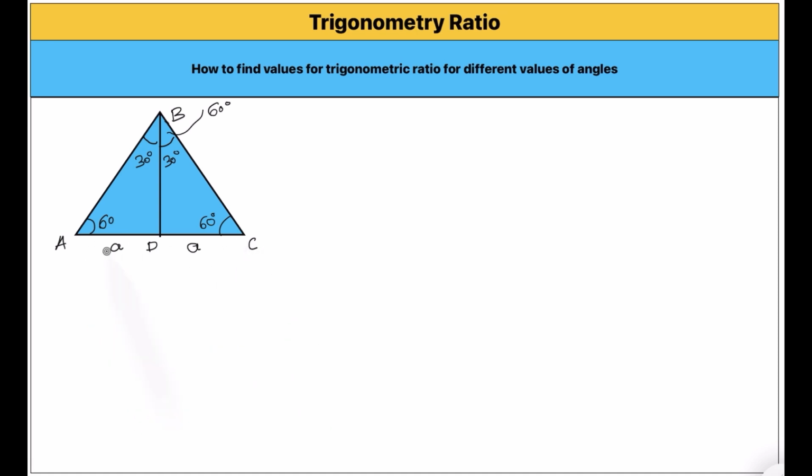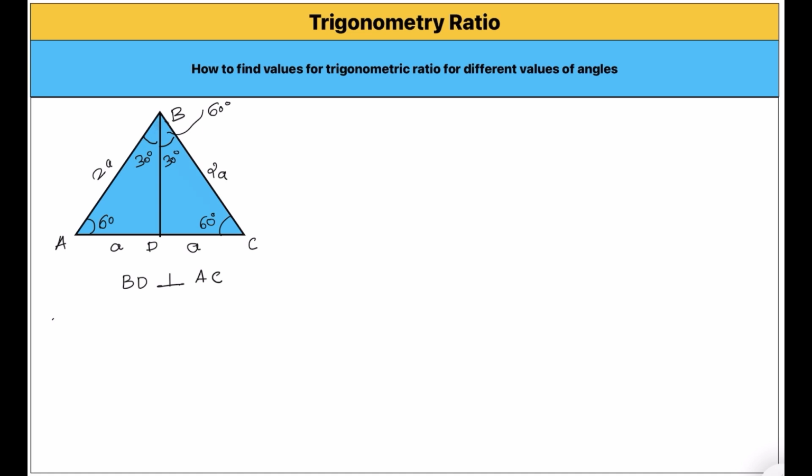Let's assume AD length is A, so automatically DC length will become A, as BD is dividing AC into two equal parts. So total length of AC would become 2A. Now total length of AC is 2A, that means A plus A. So automatically, as this is equilateral triangle, AB length will be 2A and BC length would be 2A.